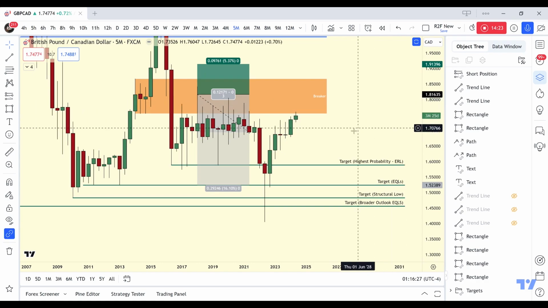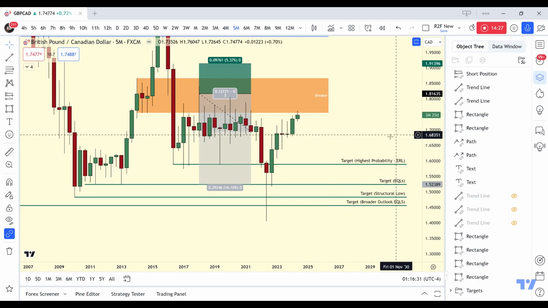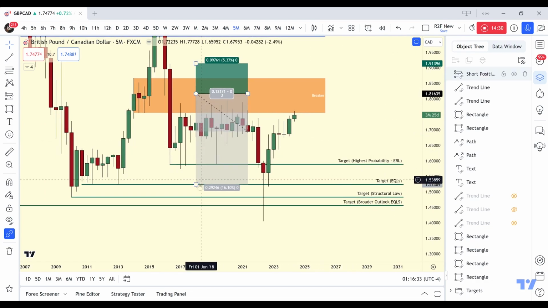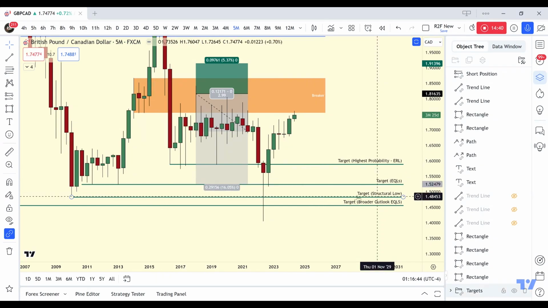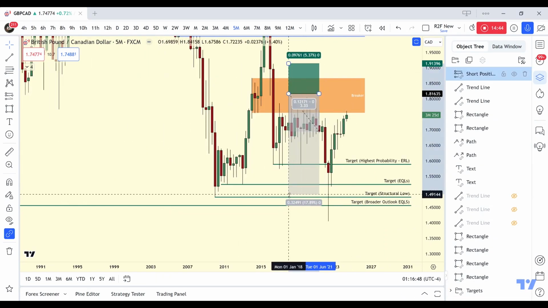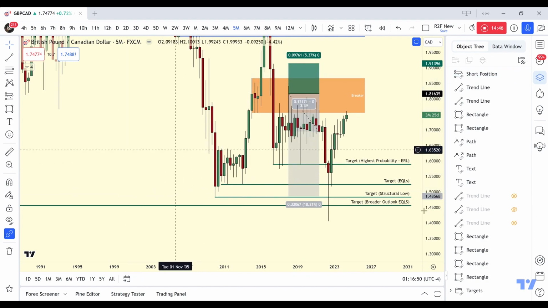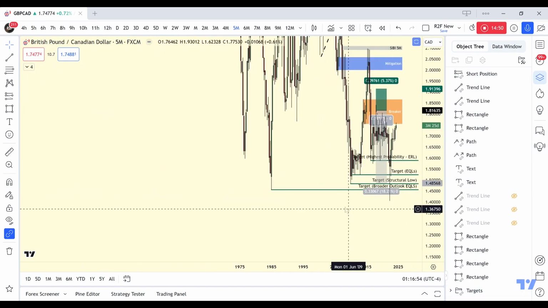It all comes down to the type of trading that you want to do. Like I said, I'll show you a mechanical way of doing it and a discretionary way of doing it. So this would be a more discretionary way, targeting these equal lows, highest probability. You could take partials here. That's up to you and your strategy. There's also a structural low, so a breaker making a new low, which would be down here. And of course, a larger, broader outlook of the equal lows here.